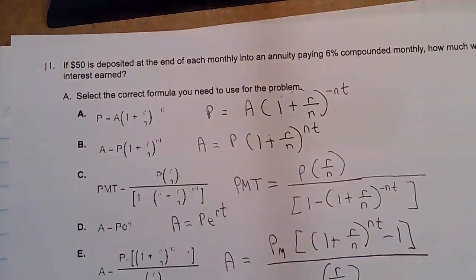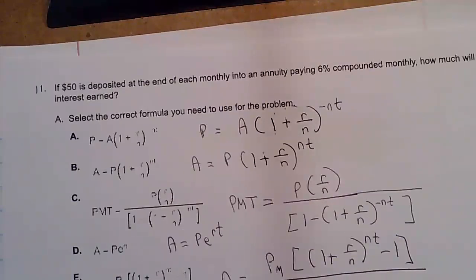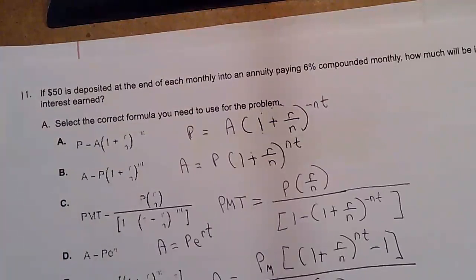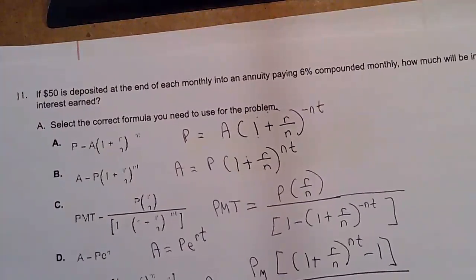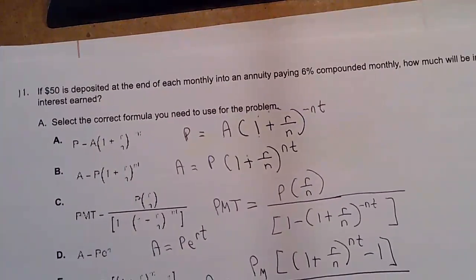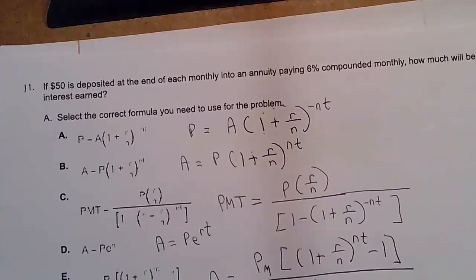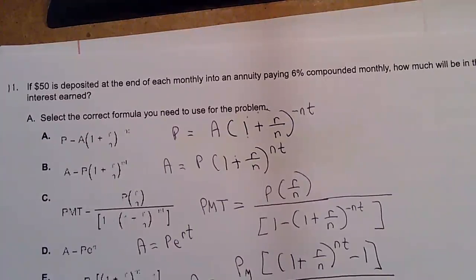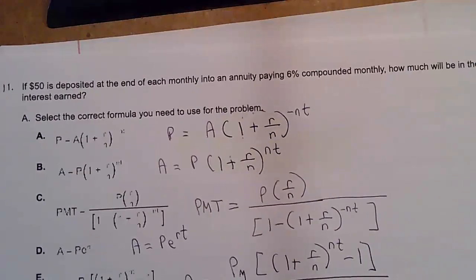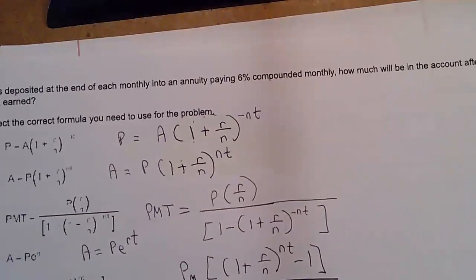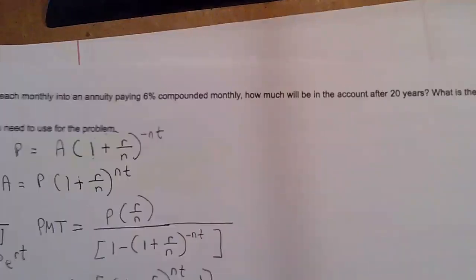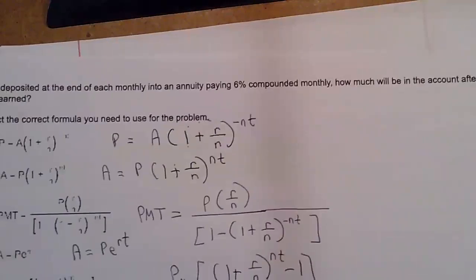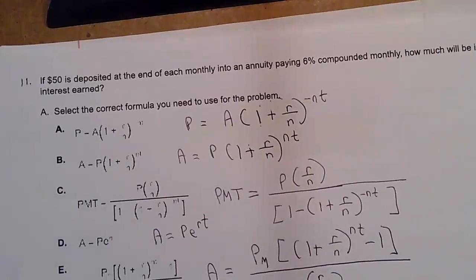Okay, 11 says that if $50 is deposited at the end of each month into an annuity, so what they mean to say is you're depositing 50 bucks at the end of each month, and it's an annuity paying 6% compounded monthly, how much will be in the account after 20 years? And then what's the interest earned on that?